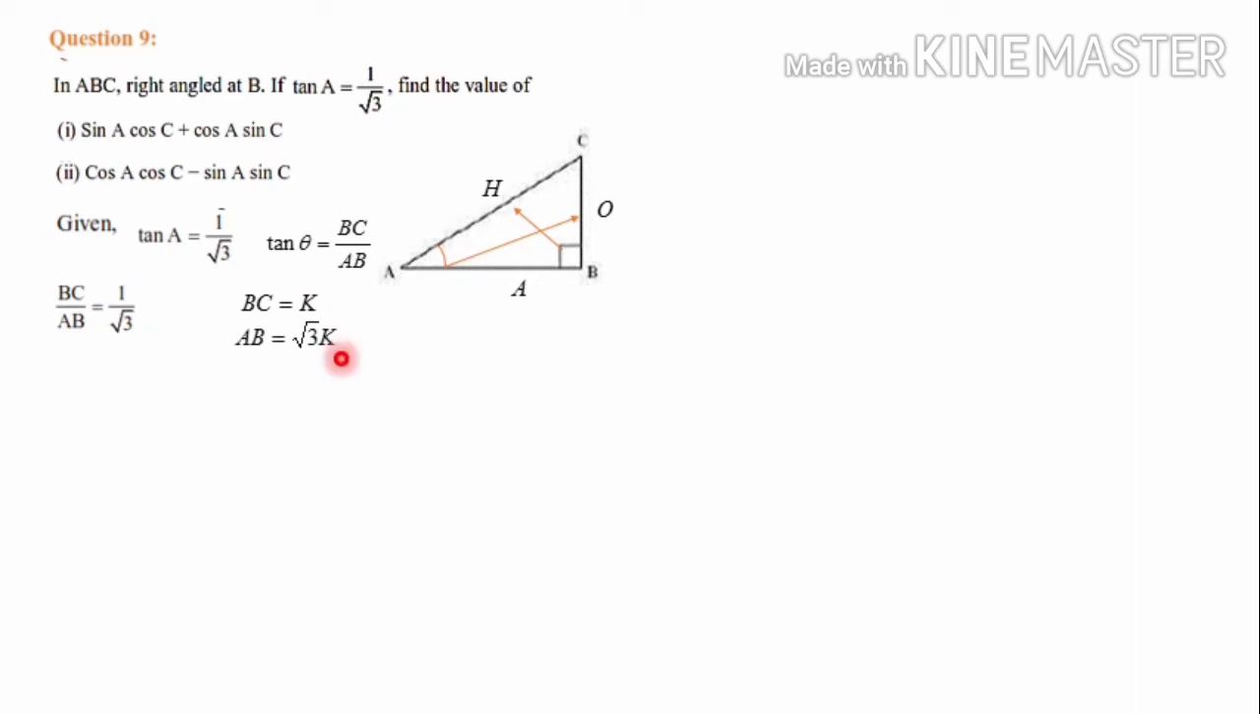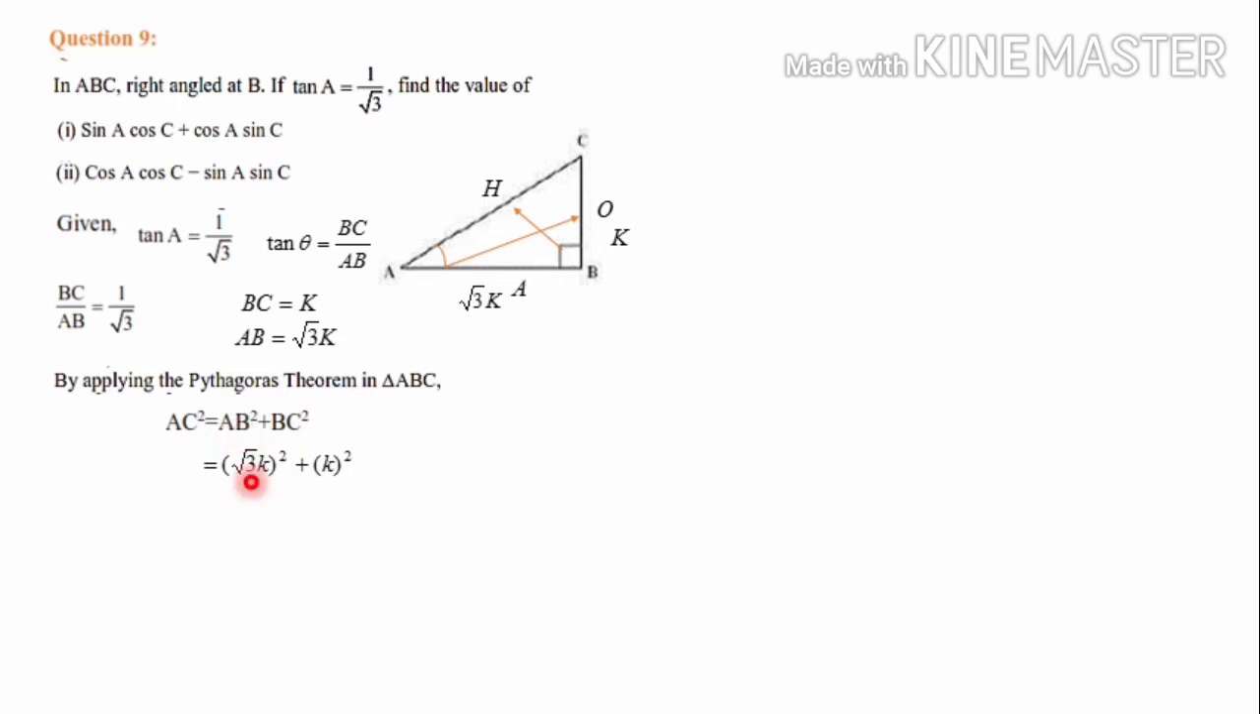And AB is equal to root 3K. So let's mark these sides on the diagram. BC we have marked as K and AB we have marked as root 3K. By using Pythagoras theorem, AC square is equal to AB square plus BC square. Let's substitute the values. AB we have root 3K, that means AB square is root 3K the whole square, plus BC we have K, so BC square is K square.